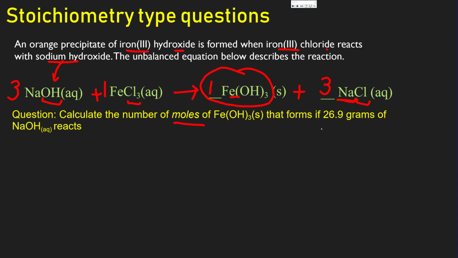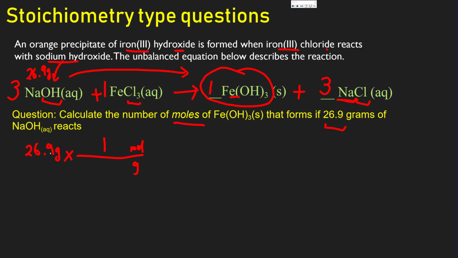So the question here is: calculate the number of moles of Fe(OH)3 that forms if 26.9 grams of sodium hydroxide reacts. So I'm going from 26.9 grams, and I need to go into iron(III) hydroxide. You can see that this one takes multiple steps. First thing I need to do is always convert everything into moles.